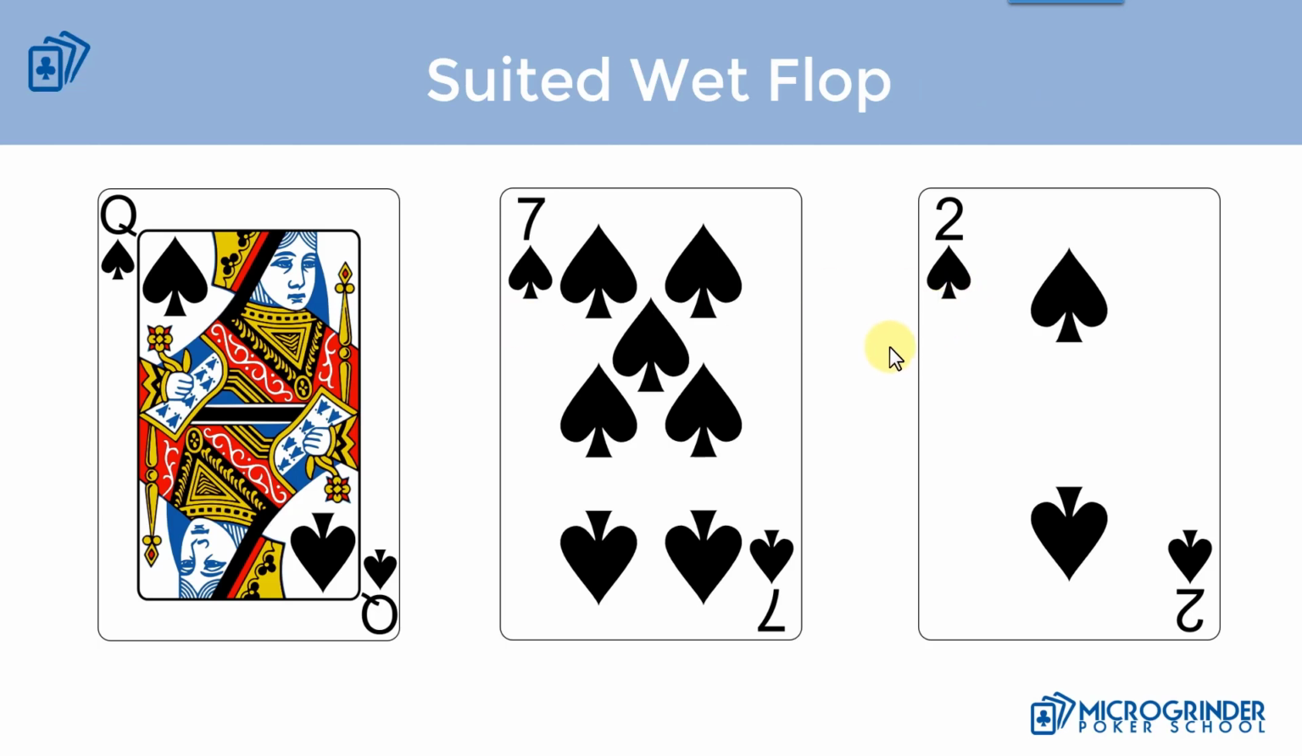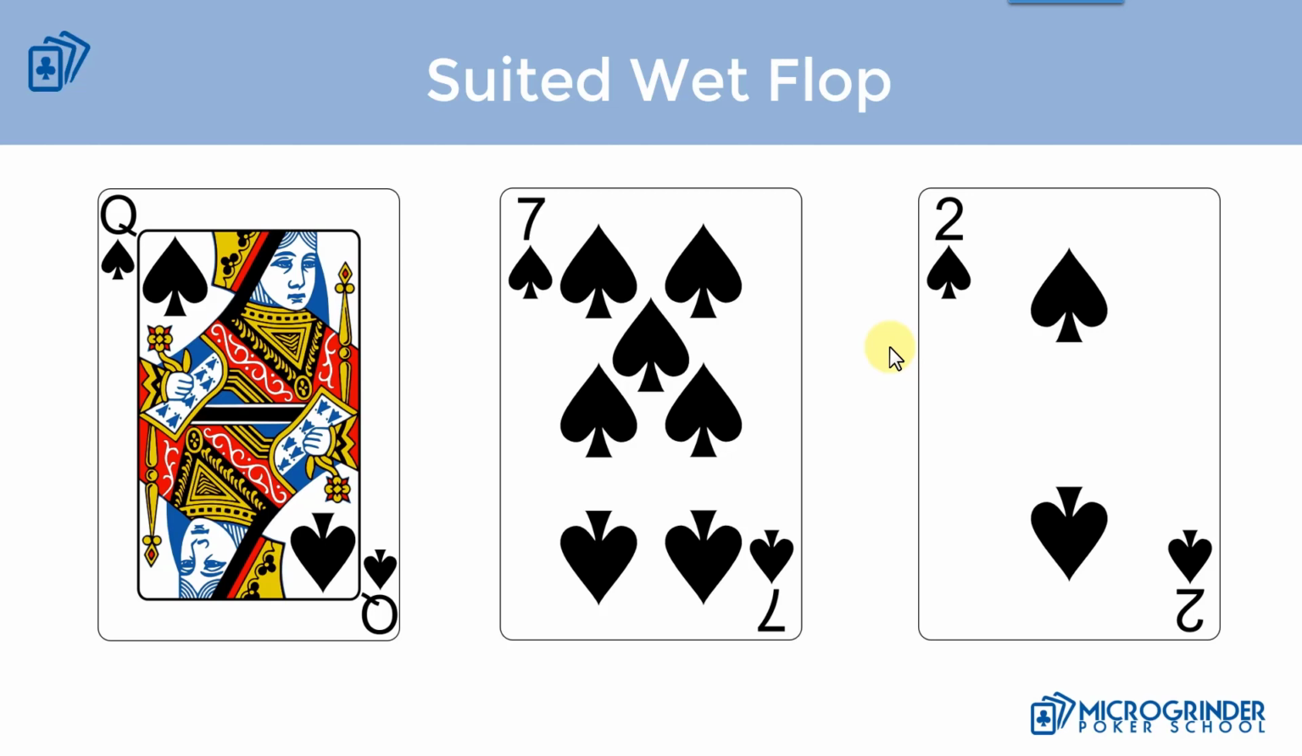So here's an example of a suited wet flop where it's all spades, queen, seven, and deuce of spades. So why is this considered wet? Well, because it's suited with three spades on the board. Let's say that we have a hand that's only top pair. Maybe it's queen jack, king queen, or ace queen. So we have top pair with either a jack, a king, or an ace kicker.